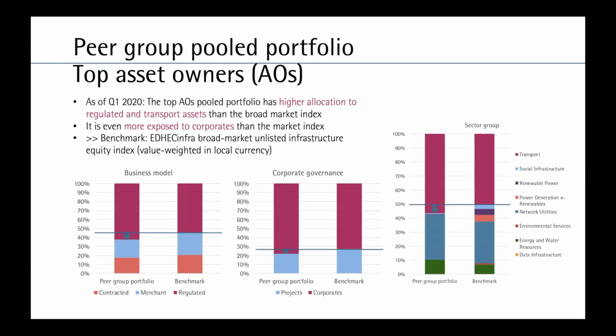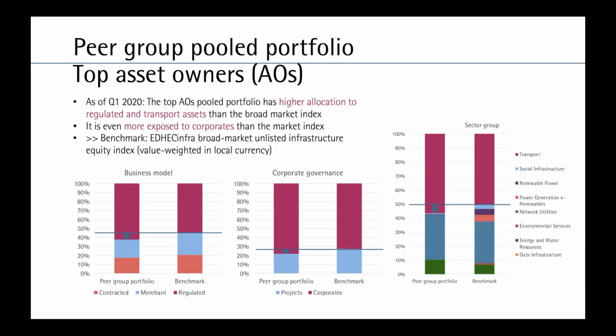If we look at the pooled portfolio of top asset owners, there's a small bias towards regulated assets, but more contracted and less merchant infrastructure assets than in the top asset manager portfolio. So this is a big difference. There's a small bias towards corporates, so it goes in the opposite direction than in the top asset manager pooled portfolio. And there is the same bias towards transport than in the asset manager portfolio, but less pronounced.